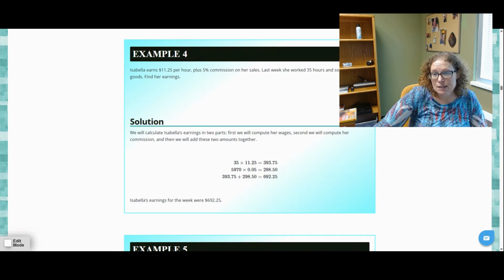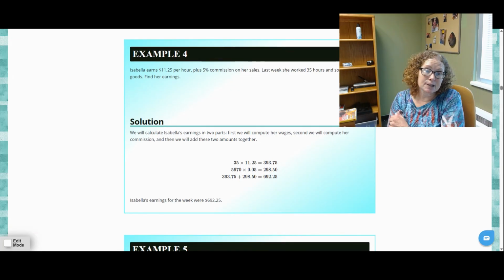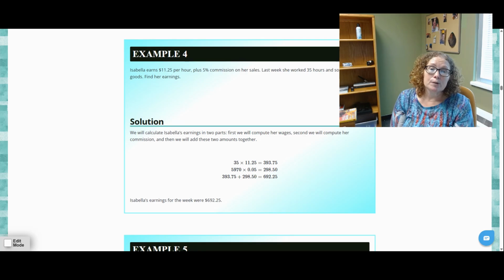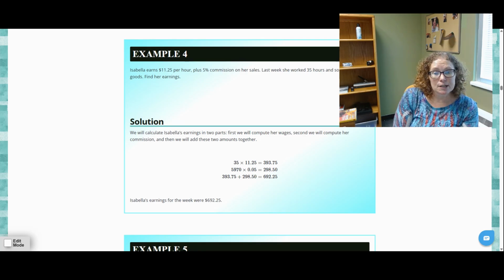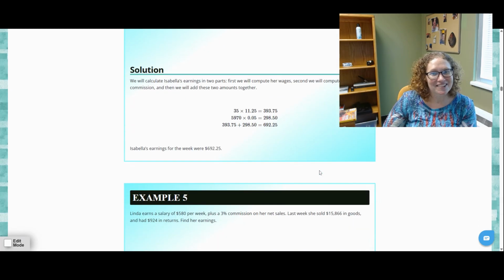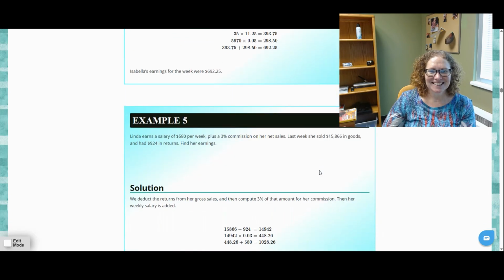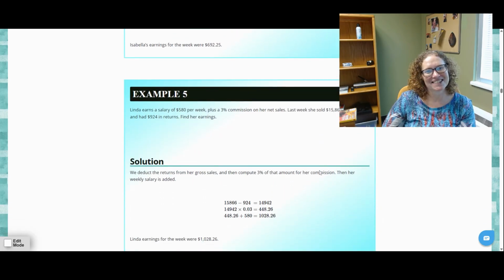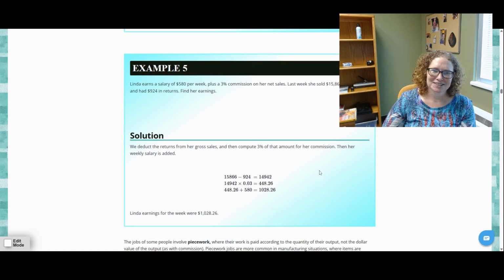Plus, we want to take into consideration her commission, which would be the $59.70 for the goods she sold. We will multiply that by 5%, or 0.05, and get $298.50. So her earnings for the week are those two figures added together, which give us $692.25. All right, let's try another one. They get more difficult, of course.